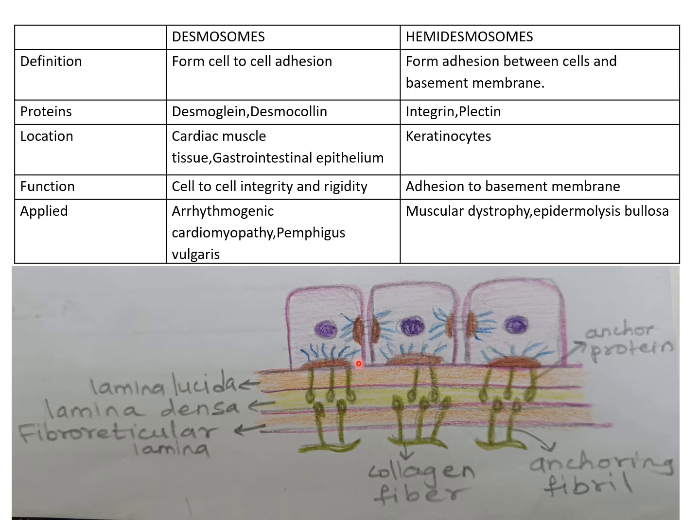The clinical significance of desmosomes is mutation in the desmoglein protein causes arrhythmogenic cardiomyopathy and blistering diseases like pemphigus vulgaris, whereas the applied importance of hemidesmosomes lies in muscular dystrophy and epidermolysis bullosa. It occurs due to mutation in the genes mainly integrin and plectin.